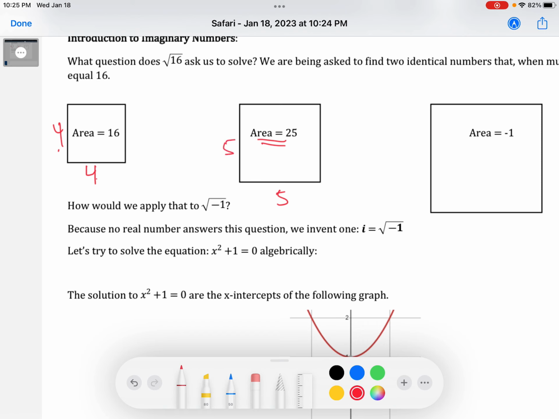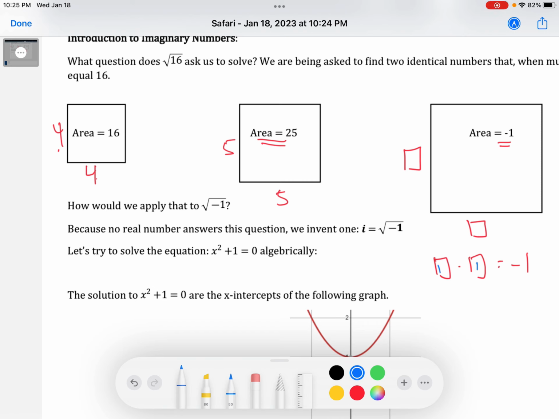What if you had an area of negative 1? Then you'd want to have something times something equals negative 1. Now you might think immediately that negative 1 would work until you realize that negative 1 times negative 1 is positive 1, so that doesn't work, and obviously 1 doesn't work, and so there's actually no number that'll satisfy that. So because there's no real number that answers this question, we invent a number and we call it i.